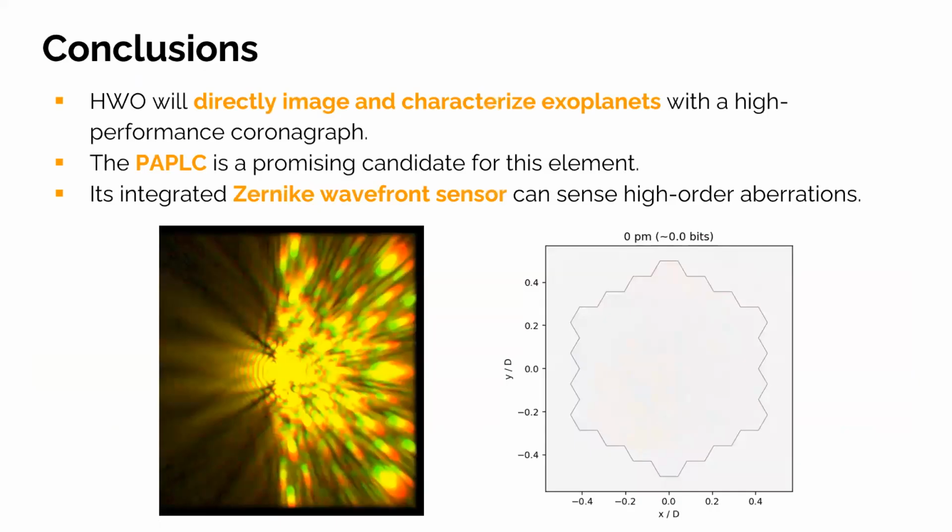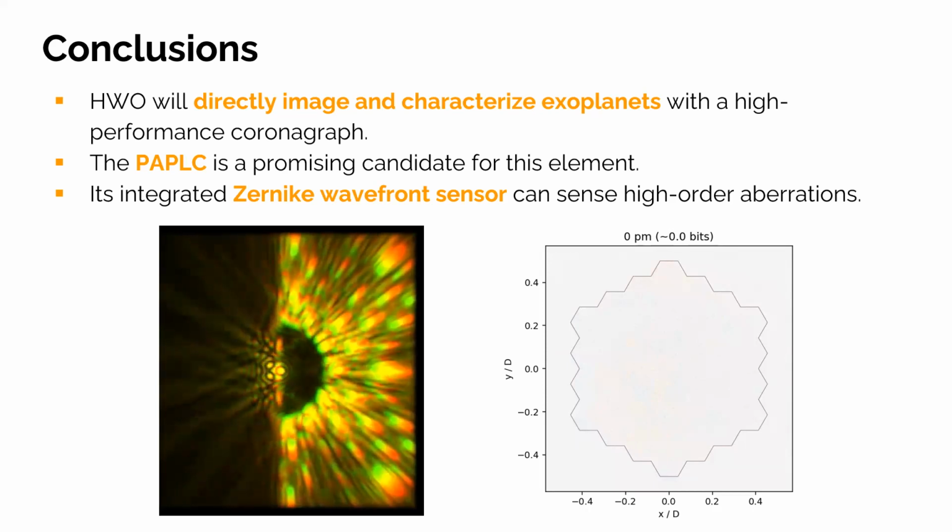So, to conclude, Habitable Worlds Observatory will directly image and characterize exoplanets with a dedicated high performance coronagraph. And I personally see the PAPLC as a promising candidate for this element, especially with its integrated Zernike sensor that can sense high order aberrations and try to stabilize the segments while the dark zone is there and while you're doing coronagraphic measurements. So I'll leave you with an animation of a true color image of the dark zone being dug on HICAT. This is exactly as you would see if you put your eye in the beam over the course of 15 minutes or so, with the segment aberrations being measured by the Zernike wave sensor.